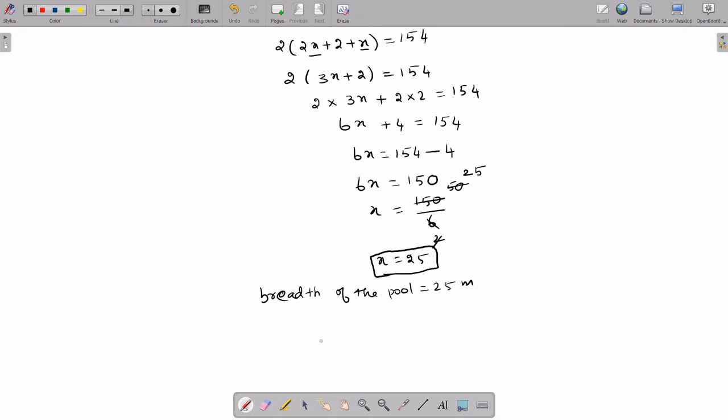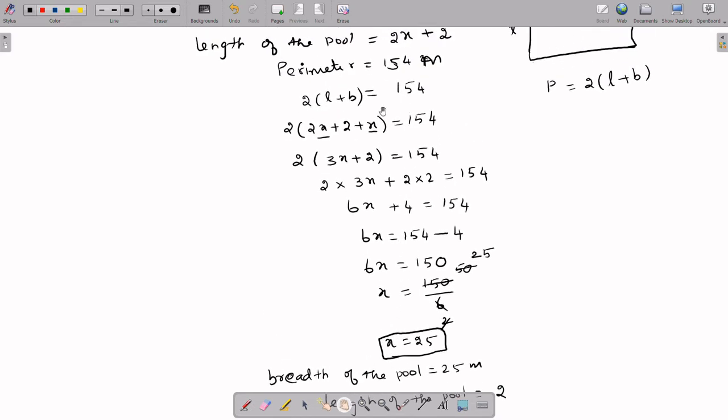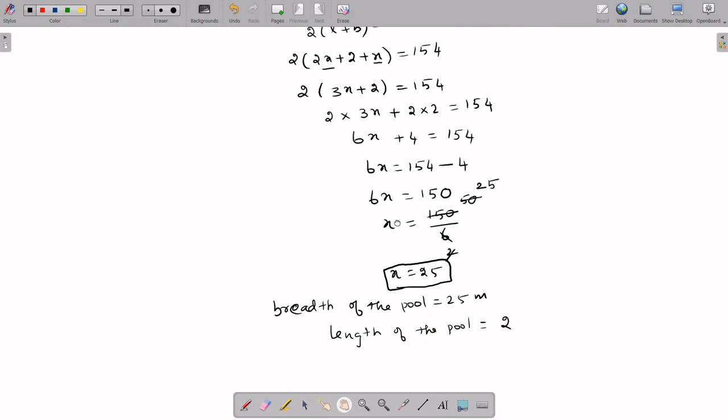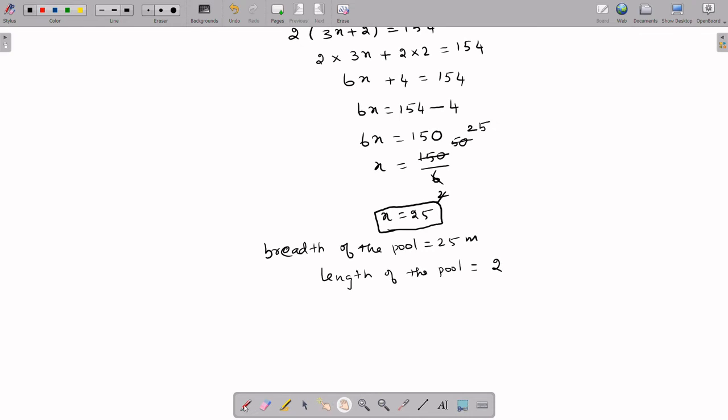And what about the length? Length of the pool. We have to calculate length also, isn't it? Length of the pool, what did we take previously? We took previously length is 2x plus 2, isn't it? So you have to substitute the x value here. 2x plus 2 is our length. So 2 into, what is x? x is equal to 25, plus 2. So you have 2 into 25 is 50. 50 plus 2, which is equal to 52.